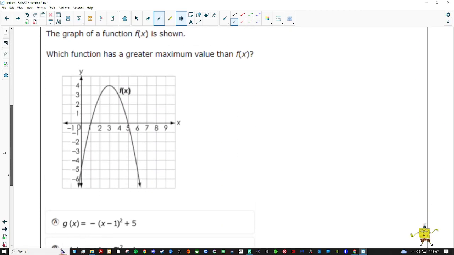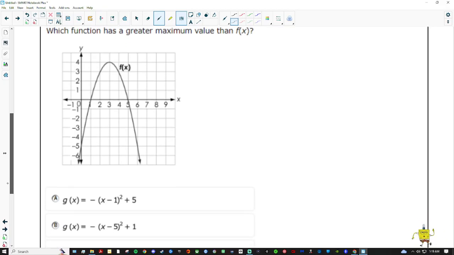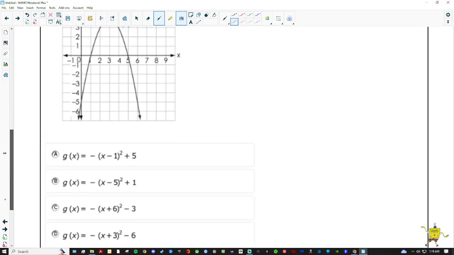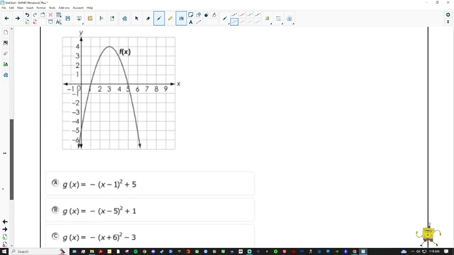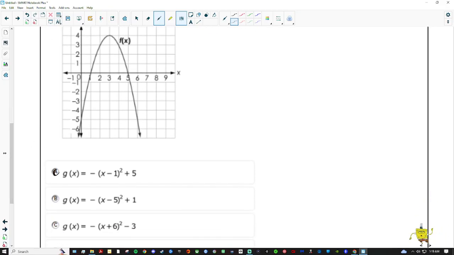Which function has a greater maximum value than f of x? Okay, so if we're plugging all of these in, you plug them all into Desmos and you'll see that A is the only one that has a larger maximum, which is at 4. This one has a maximum at 5.